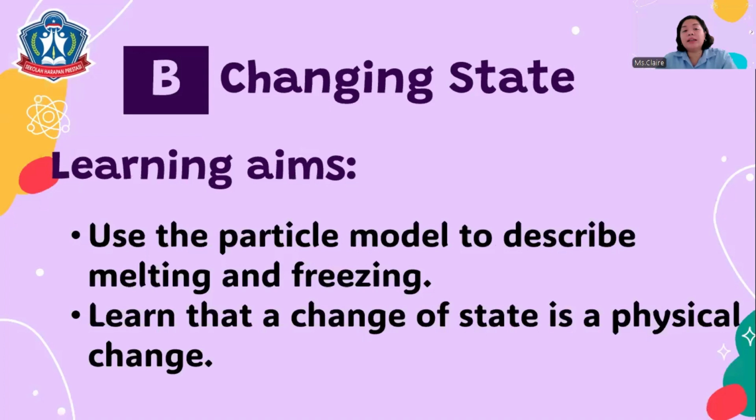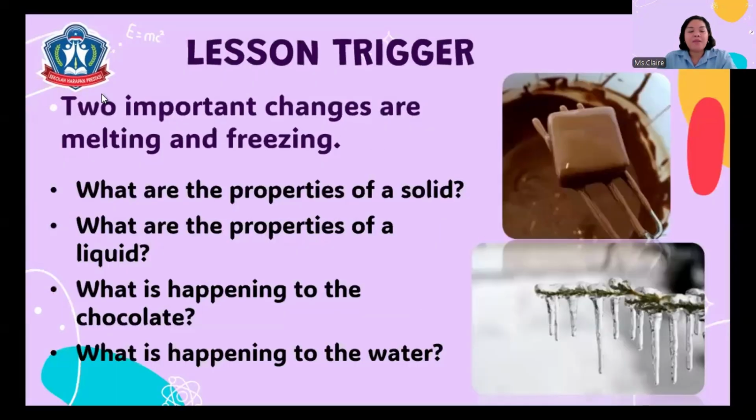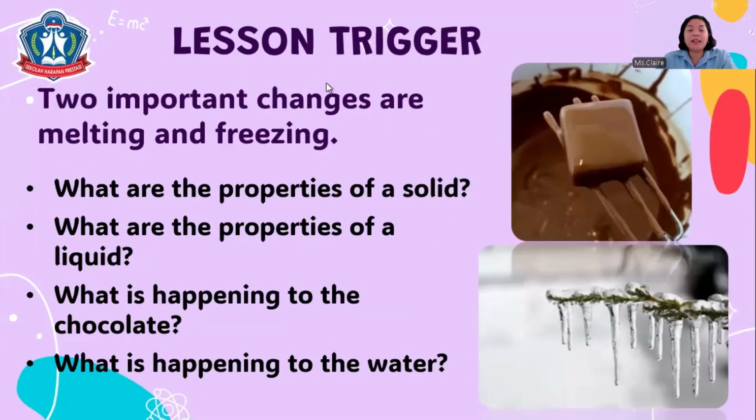Okay, now let's move to lesson B, changing state. The learning aims for this lesson are to use the particle model to describe melting and freezing, and to learn that a change of state is a physical change. Do you hear the words melting and freezing? For our lesson trigger, two important changes are melting and freezing.